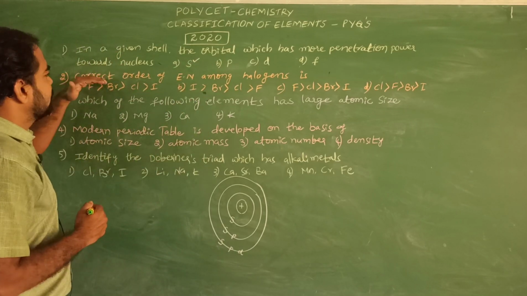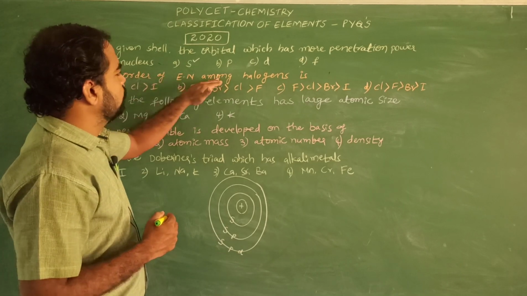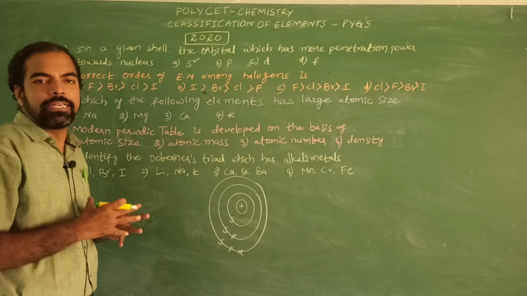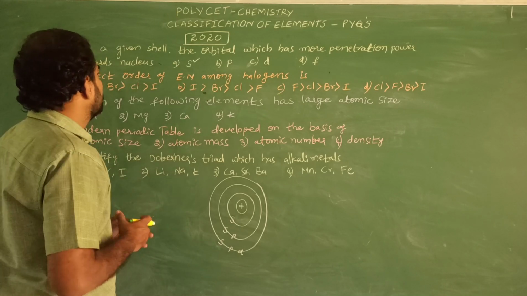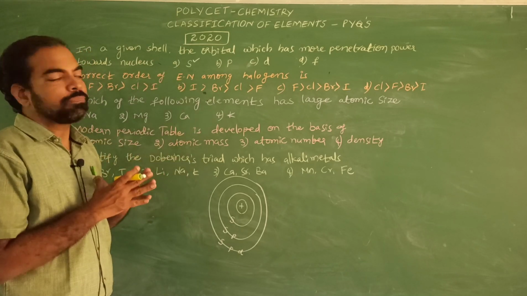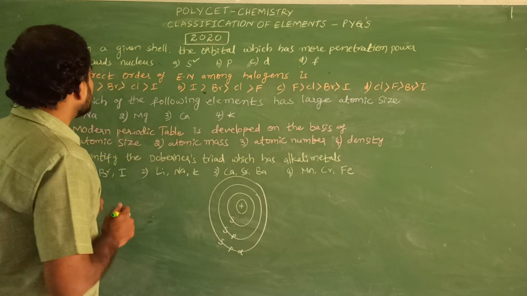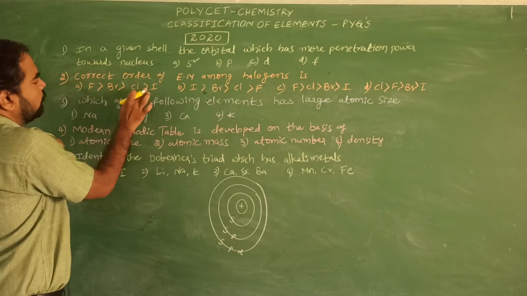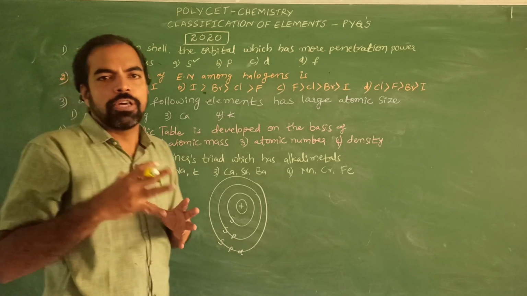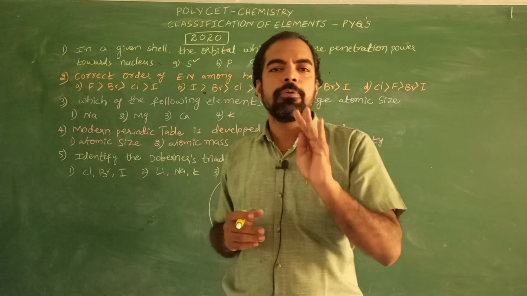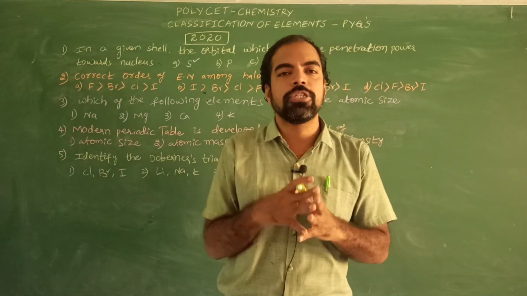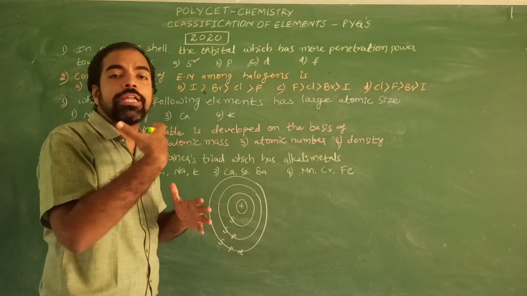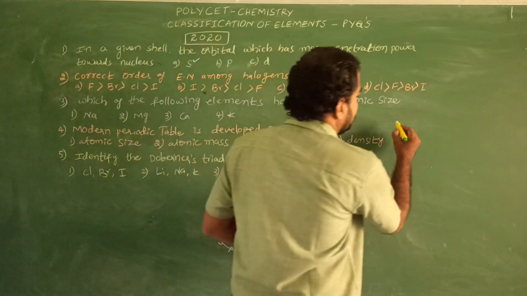Next one. The correct order of electronegativity among halogens is. Here EN means electronegativity. This is a question from the properties of the classification of elements. Here the elements fluorine, chlorine, bromine, iodine are given. Students, these are called halogens. And in the periodic table, left to right, what happened? Electronegativity increases.